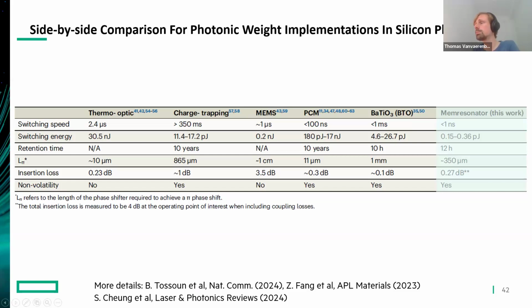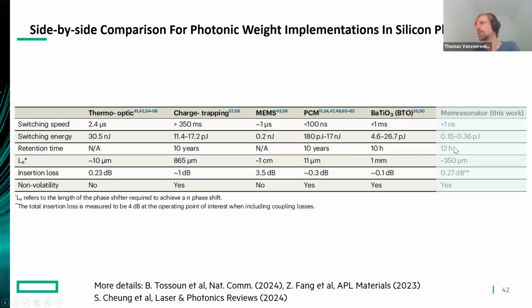Some of the papers are at the bottom of the slide. This is a table that I took from the most recently published paper on the memristor technology. I should actually have put that in the title of the slide. But you can see that we can get pretty decent switching speed compared to alternatives that are out there. So that's good for when you want to do training on chip. Switching energy is also decent. Retention time is decent, not compared to charge trap, but compared to some of the other alternatives.